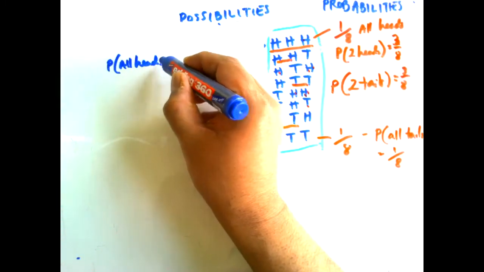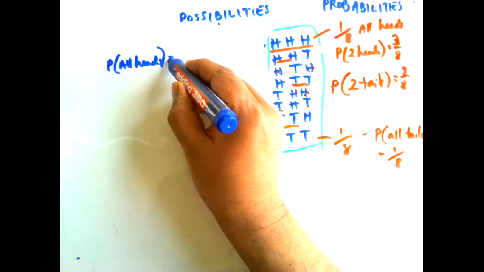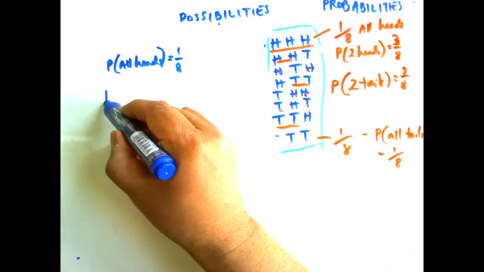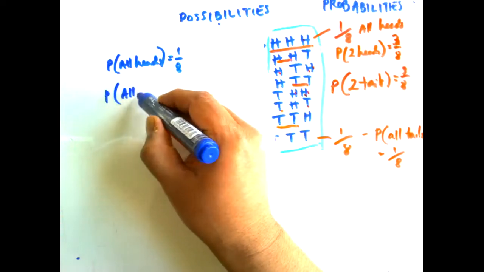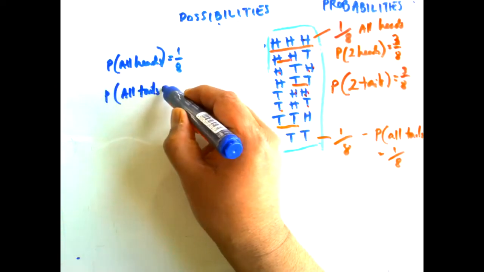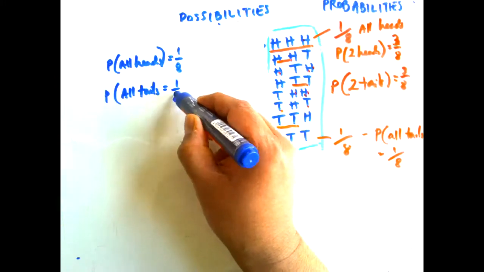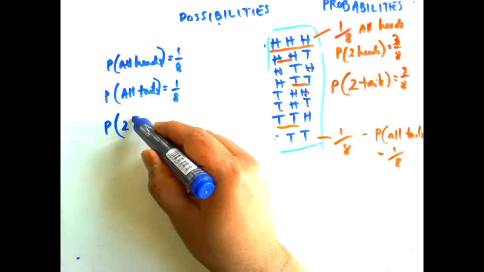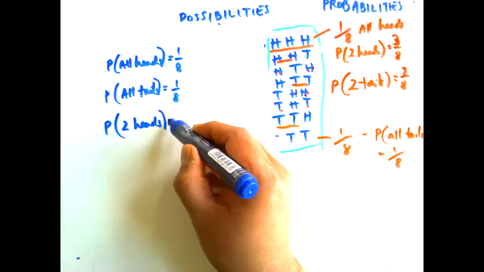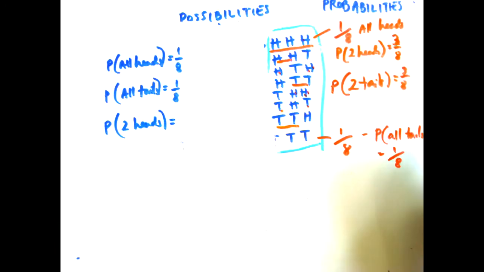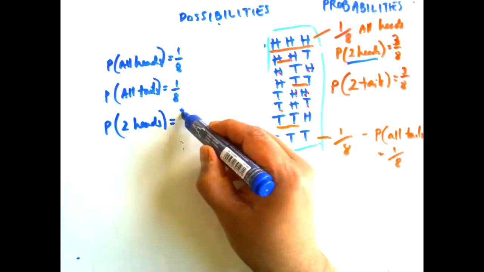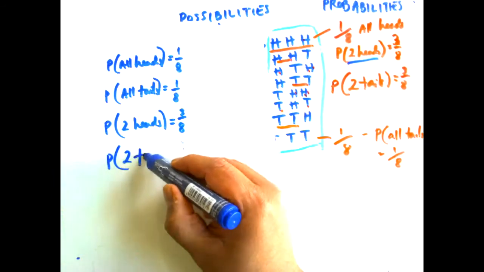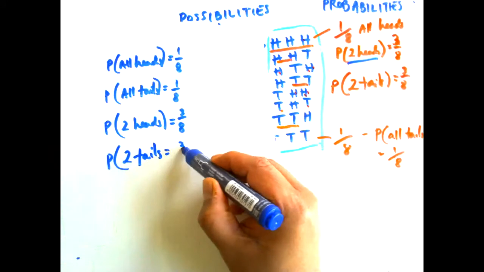Heads is 1 over 8. The probability that it's all tails is 1 over 8 as well. And then you have here the probability that there are two heads. That's 3 out of 8. And the probability that there are at least two tails, that's also 3 out of 8.